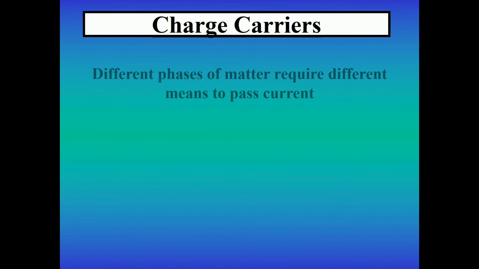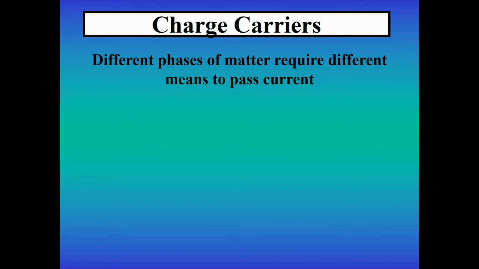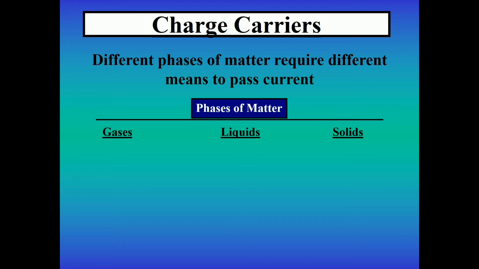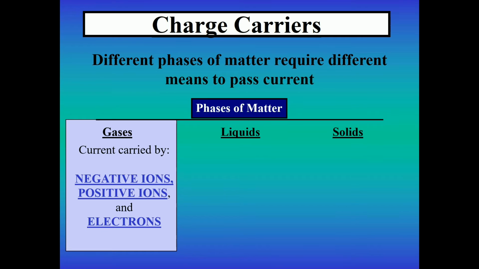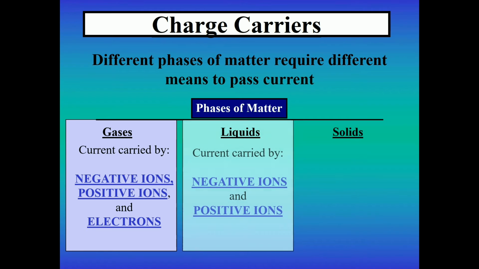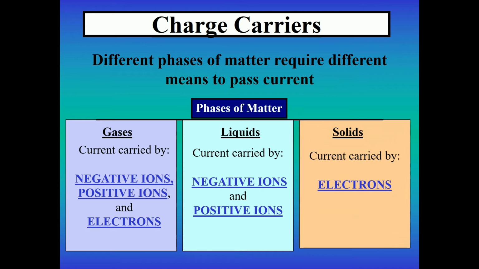Now, let's take a look at some charge carriers. Different phases of matter are going to require different means to pass this current. So we have our 3 phases of matter: gases, liquids, and solids. For gases, this current is going to be carried by negative ions, positive ions, and electrons. In liquids, this can be carried by negative ions and positive ions. And in solids, this can be carried by electrons. You may have heard of some of these different terms throughout chemistry. Mainly what we're going to be looking at is solids, in which this will be carried by electrons.